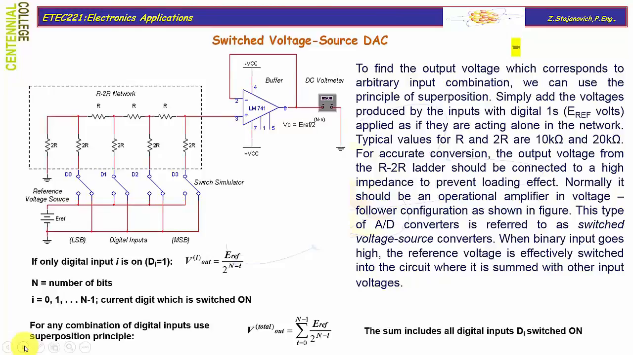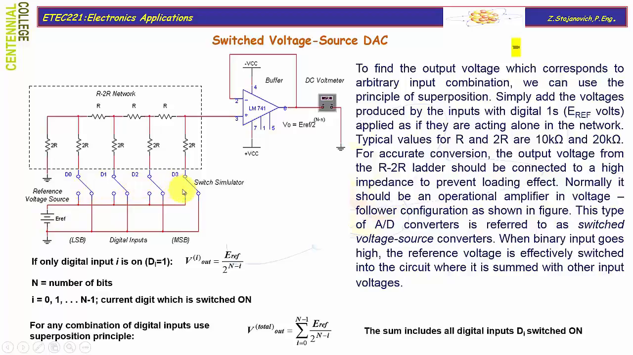Here is an example of the switched voltage source digital-to-analog converter, of course a 4-bit version. It is the same DAC we will investigate in our lab exercise. Actually, that's the identical schematic that students will build. You recognize the R2R network, and you have 4 switches which can connect each of those vertical branches either to common, as illustrated here, or in the opposite position you can connect the reference voltage designated here as E-ref.